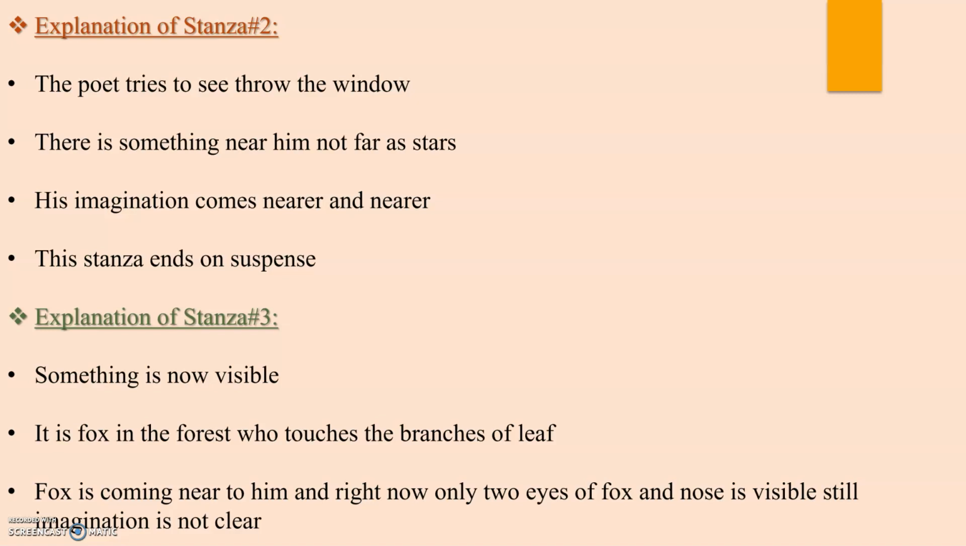And right now, only his nose or 2 eyes are visible, that is, touching the leaves in the forest. Now 2 eyes become visible. The phrase "now and again, now and now and now" means that it is coming near, but the line has not yet been completed. Let's move towards the fourth stanza.